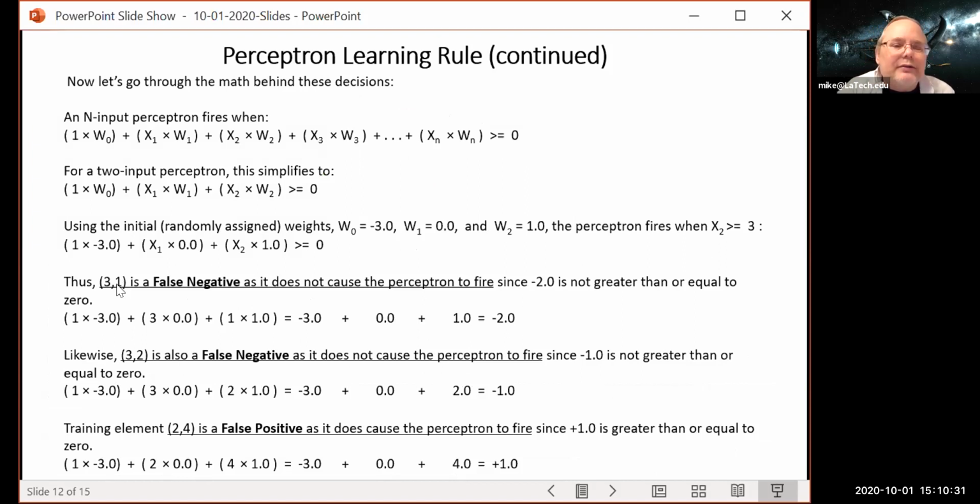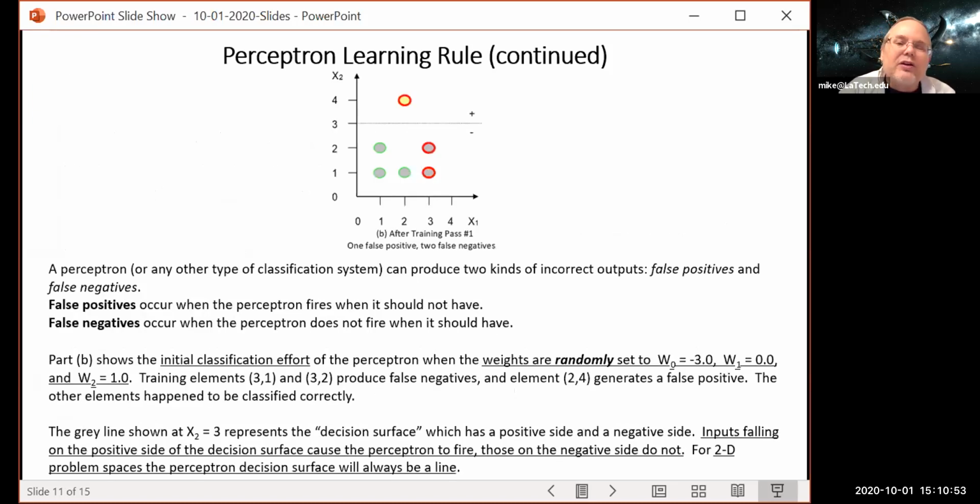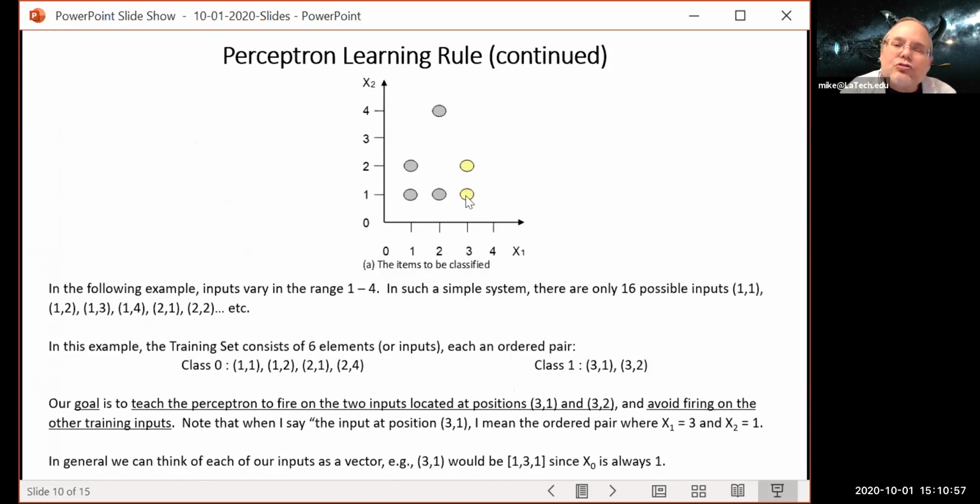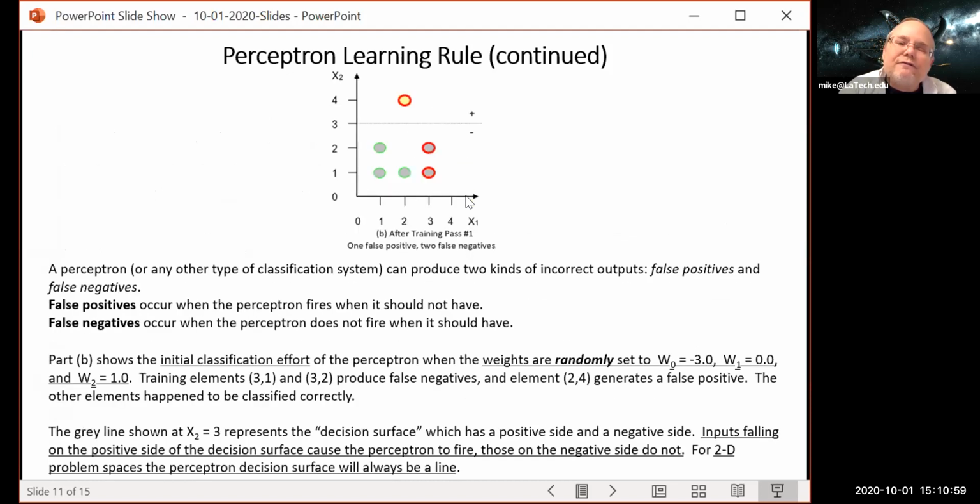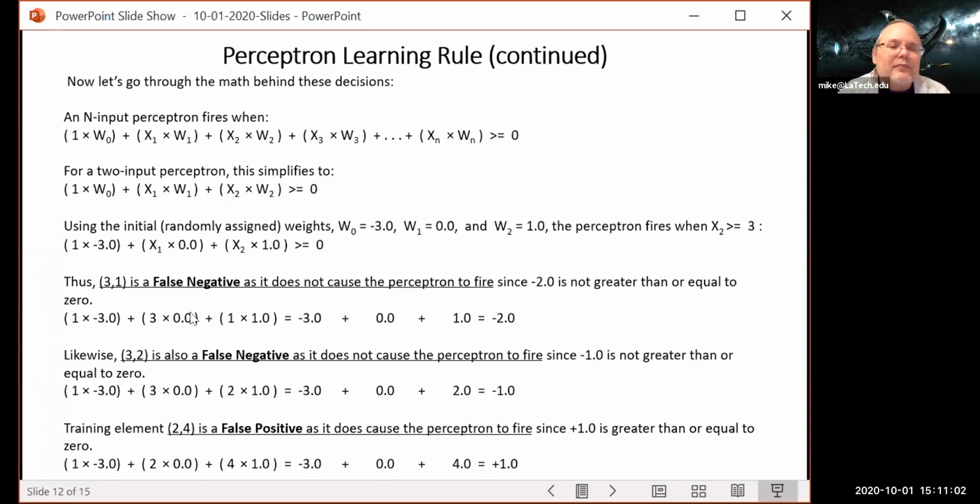Okay? 3, 1 is a false negative as it does not cause the perceptron to fire. Why doesn't it fire? Well, 1 times -3 is -3. This doesn't do anything for you. Plus 1, -3 plus 1, -3 plus 1 is -2. -2 is not greater than or equal to 0, so we do not fire. 3, 1 does not fire, but it should have, so it's a false negative.